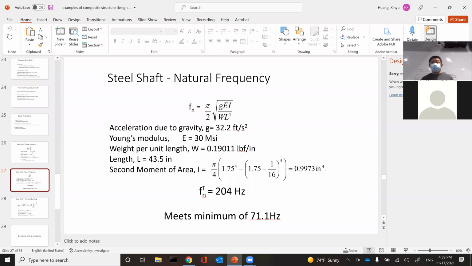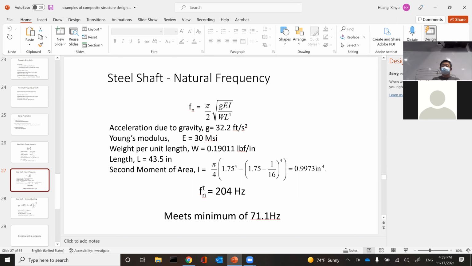Calculating the natural frequency. This natural frequency equation, if you study vibration, you can understand it better. But anyhow, it basically requires you to factor in Young's modulus, section property, as well as the density of the material. With all this information, you can calculate the mode 1 vibration frequency. In this case, mode 1 is 204 hertz, which is much higher than 71. So well apart.